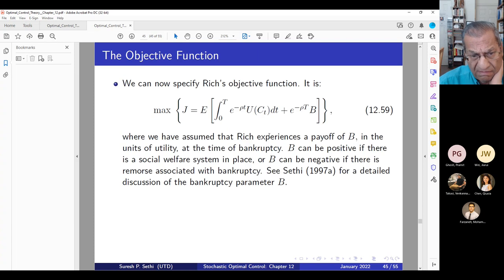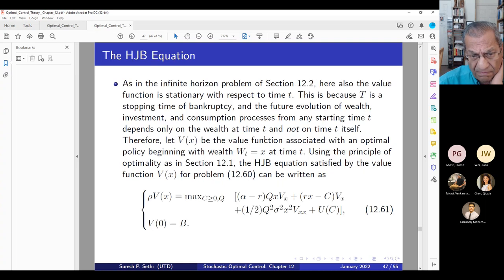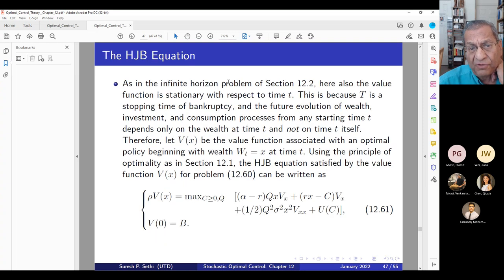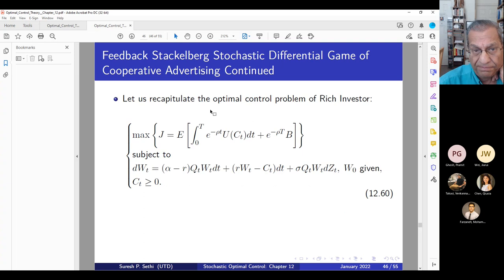And then later, a team of people wrote the Karatzas, Lehoczky, Sethi, Shreve paper in 1986 in MOR, Mathematics of Operations Research. It's also called the KLSS paper because it was again a seminal paper, well cited in the literature. It is the first paper that actually resolved the Merton problem correctly.